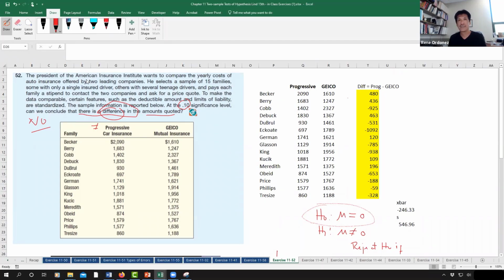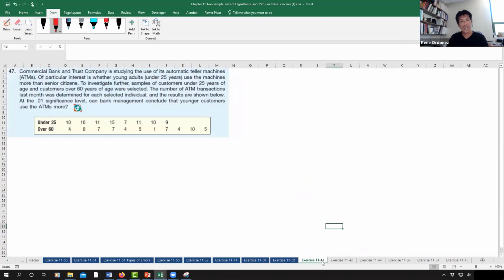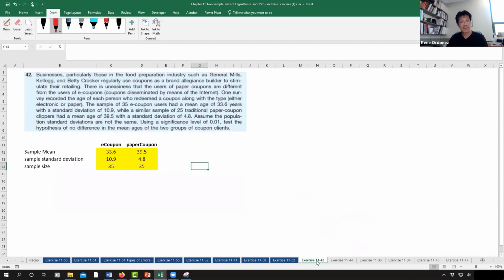Make sense? All right. Okay, so let's look at 1147. Oh, no, I don't have the data there, so let's move that out. 1142. Okay.